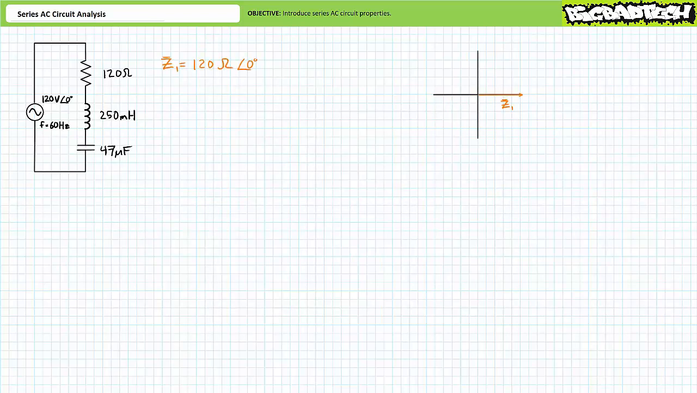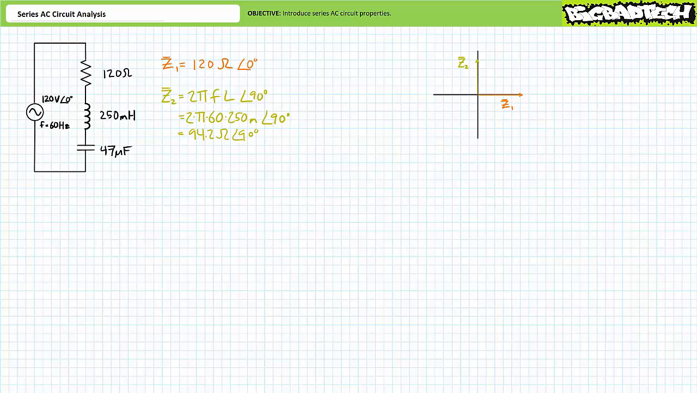The complex impedance of the 120 ohm resistor is 120 ohms at an angle of 0 degrees. Let's call this impedance Z1. Illustrated in a plot of complex impedance, Z1 has a magnitude of 120 ohms and is pointed entirely in the horizontal positive real direction. The complex impedance of the reactive inductor and capacitor necessitate a bit more computational effort. The complex impedance of the 250 millihenry inductor at an excitation frequency of 60 Hz is roughly 94.2 ohms at an angle of 90 degrees. Let's call this impedance Z2. Illustrated on a plot of complex impedance, Z2 has a magnitude of 94.2 ohms and is pointed entirely in the vertical positive imaginary direction.